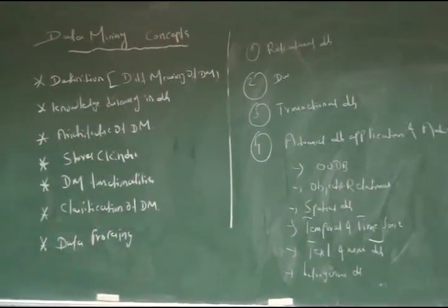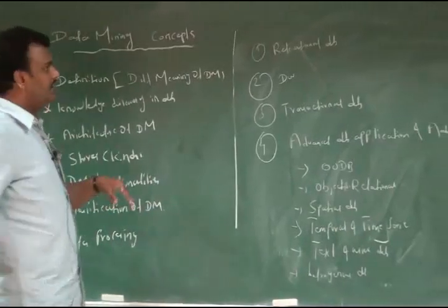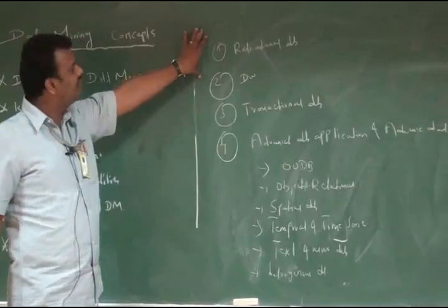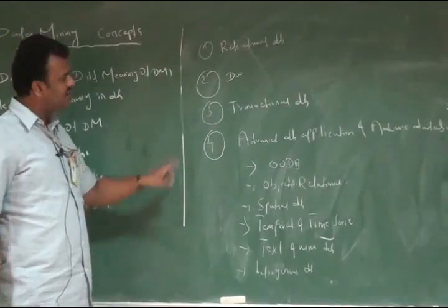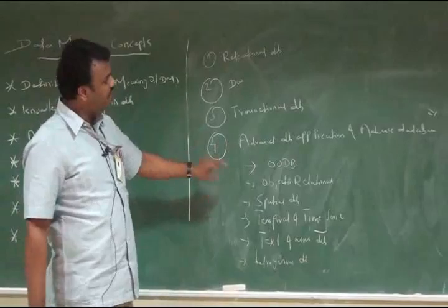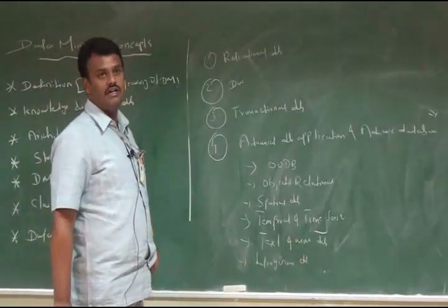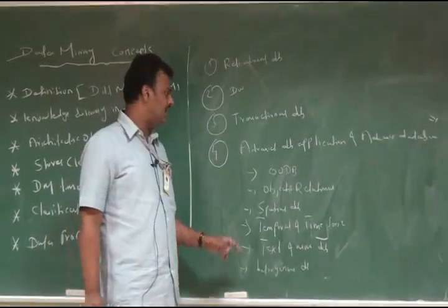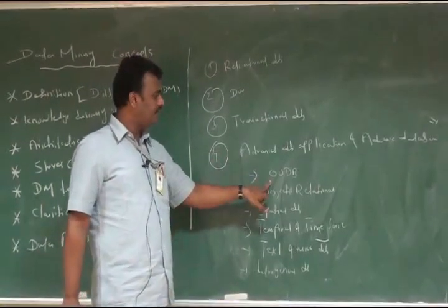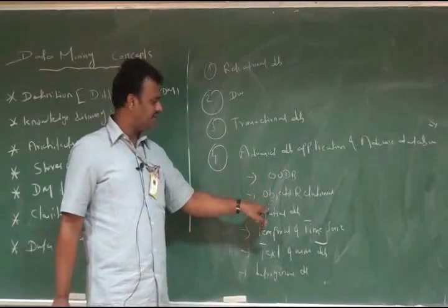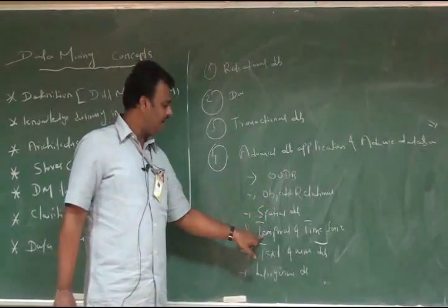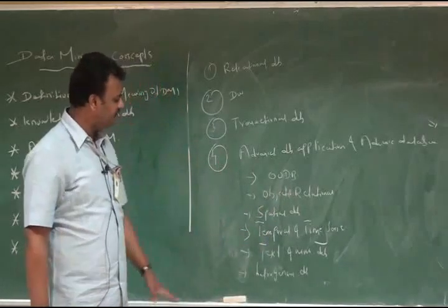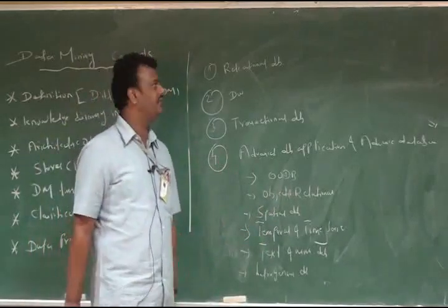What different kinds of data store can data mining be performed on? The first one is the relational databases, then the data warehouses, transactional databases, advanced database application and advanced databases. What are the different subheadings of the advanced database application and advanced databases? Object oriented databases, object relational databases, spatial databases, temporal databases, time series databases, text multimedia databases. The last one is the heterogeneous databases.